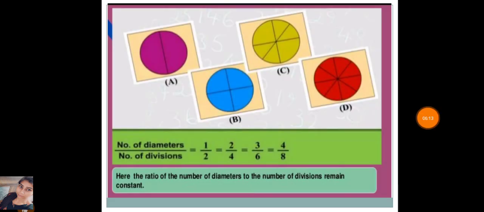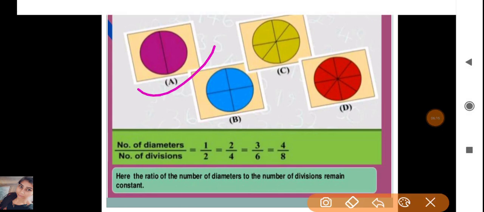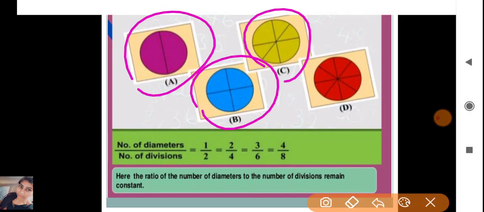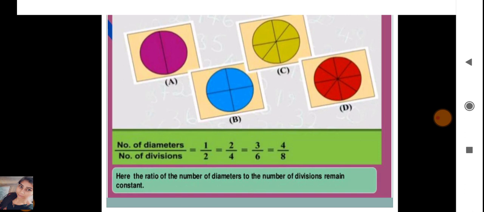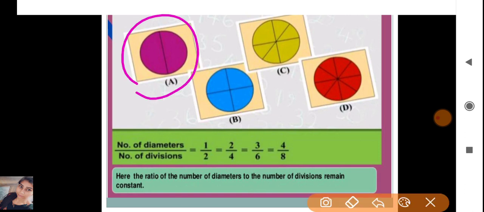So as you can see, I have 4 figures here, 4 circles here, 1, 2, 3 and 4. In these 4 circles, as you can see, I have divided the circle with the help of diameter. So in the first circle, just consider this. There is only one diameter, and the one diameter is dividing the whole circle in two parts. So it can be written as 1 by 2, as you can see here.